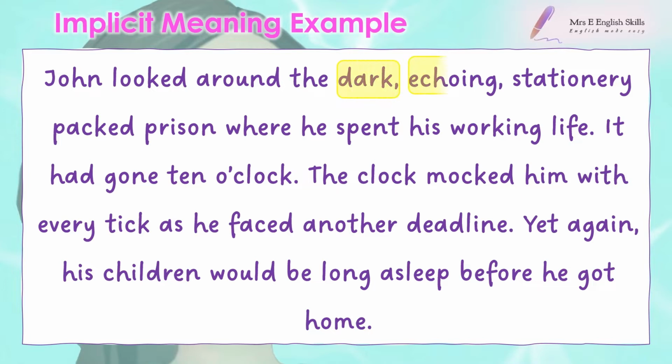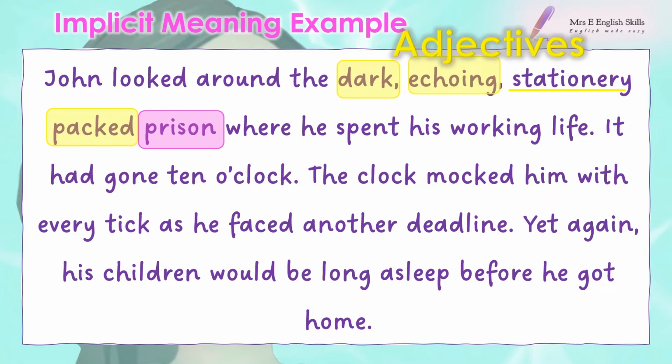So on the first line we have dark, echoing, stationery-packed prison. This is describing John's workplace. The adjectives dark and echoing suggest it's night time and the office is empty. Stationery packed suggests it's an office, as you would assume an office would have a lot of stationery. Then John calls it a prison, which is quite confusing. Why would he call his work establishment a prison? Does he feel trapped? Is it an unpleasant environment for him? To call something something it is not for dramatic effect is a metaphor.